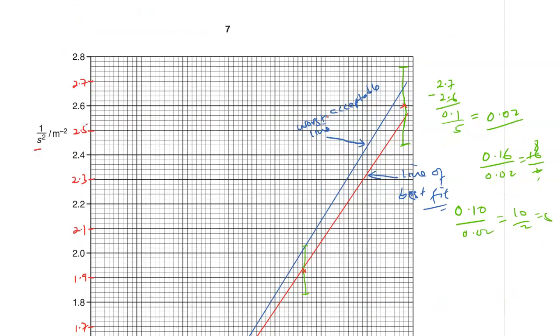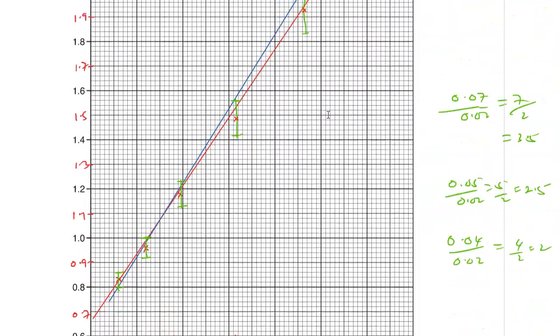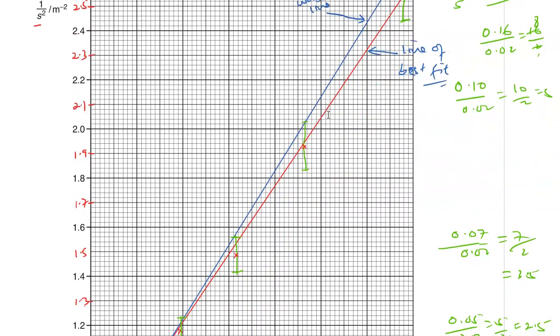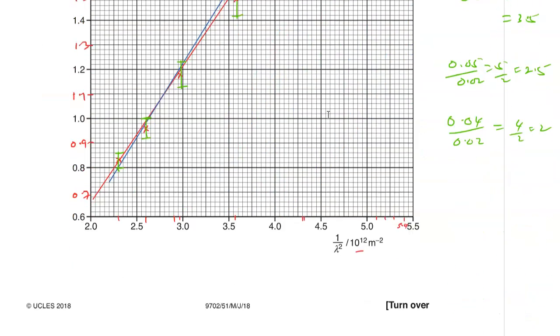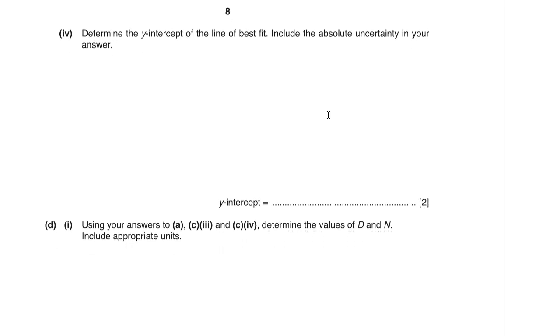Of course, you need to do that from the graph. As I've said, the points that you pick should be as far apart as possible. You pick points on the line of best fit, you pick points on the worst acceptable line, and then you find the gradient. Very well. Part 4.